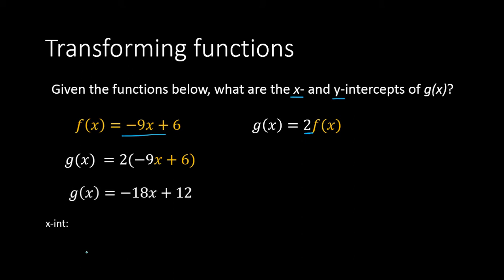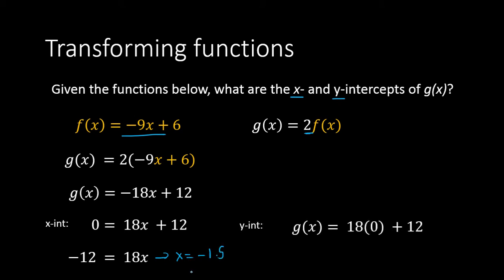Simplify. For my x-intercept, I set y equal to 0, solve for x. So x equals negative 1.5. So that's my x-intercept. For my y-intercept, I take x, set it equal to 0, so my y-intercept is equal to 12.